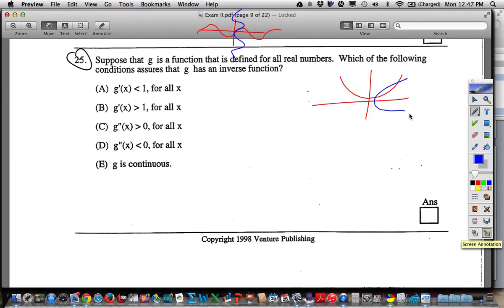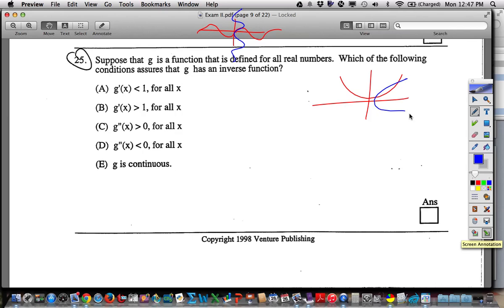Well, what does that mean about g? G's slope is always less than 1. So what would that mean on the graph? The slope could be negative and positive, so that's not a good one. It wouldn't be very steep because it's less than 1, but it could get negative and then go steep. So it could go up, it could go down, which is going to cause a problem when we flip it.